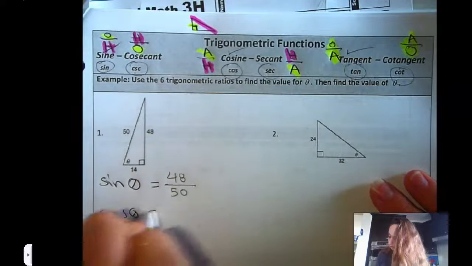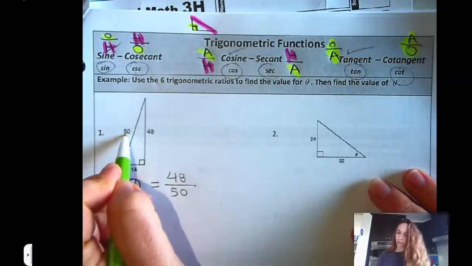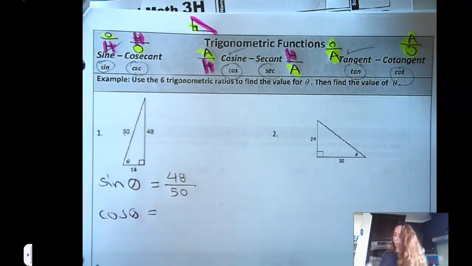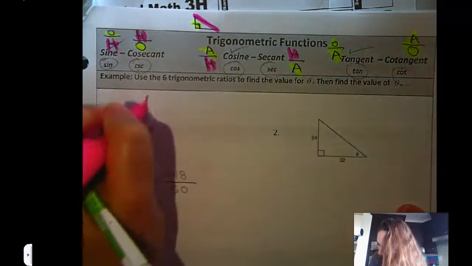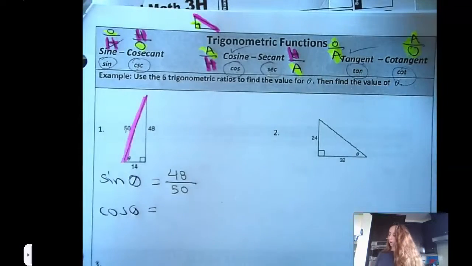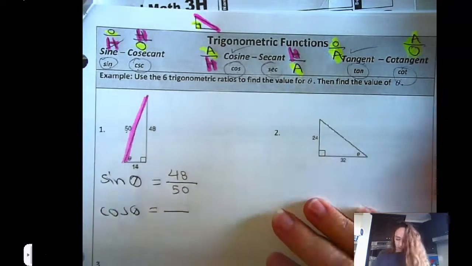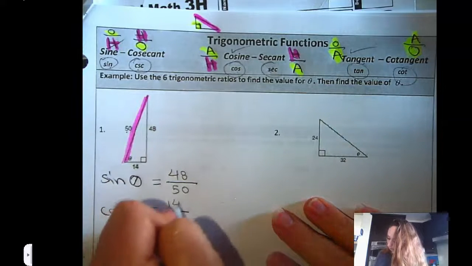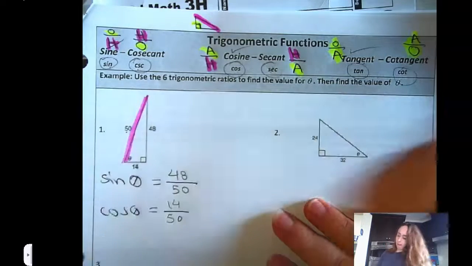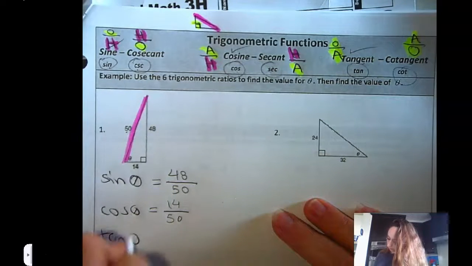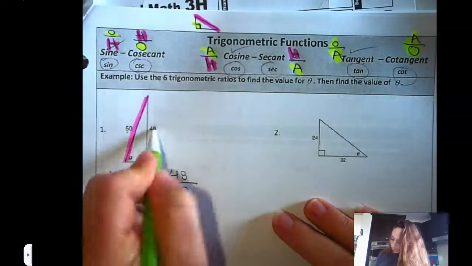Cosine. Adjacent. Adjacent means next to. Well, this is next to also, but that's the hypotenuse, remember? That's the hypotenuse. Okay, so that would be 14 over 50. And then tan of theta equals opposite over adjacent.